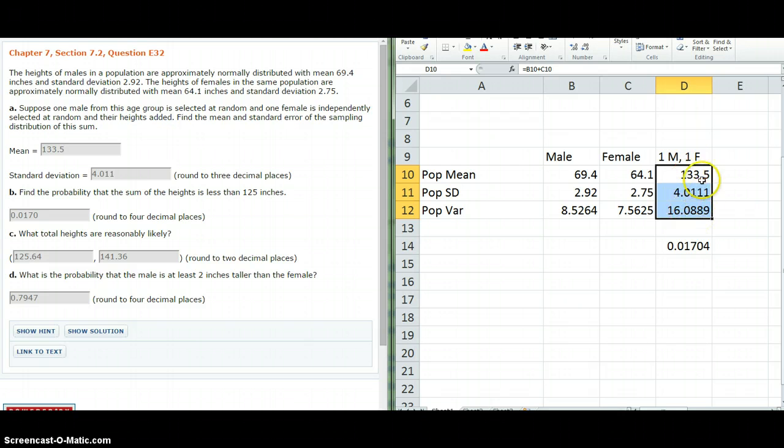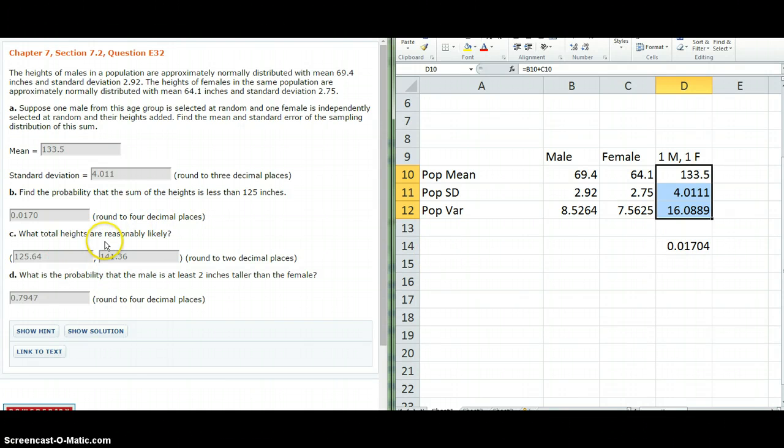And so since this is the parameter, when we're taking one of each, we're just taking a single unit from this population of one male, one female. Now, if we took 2 males and 2 females, then yes, absolutely, we would divide by square root of 2 in this case. But because we're just taking a single unit in this population, we can use the original z-score calculation.